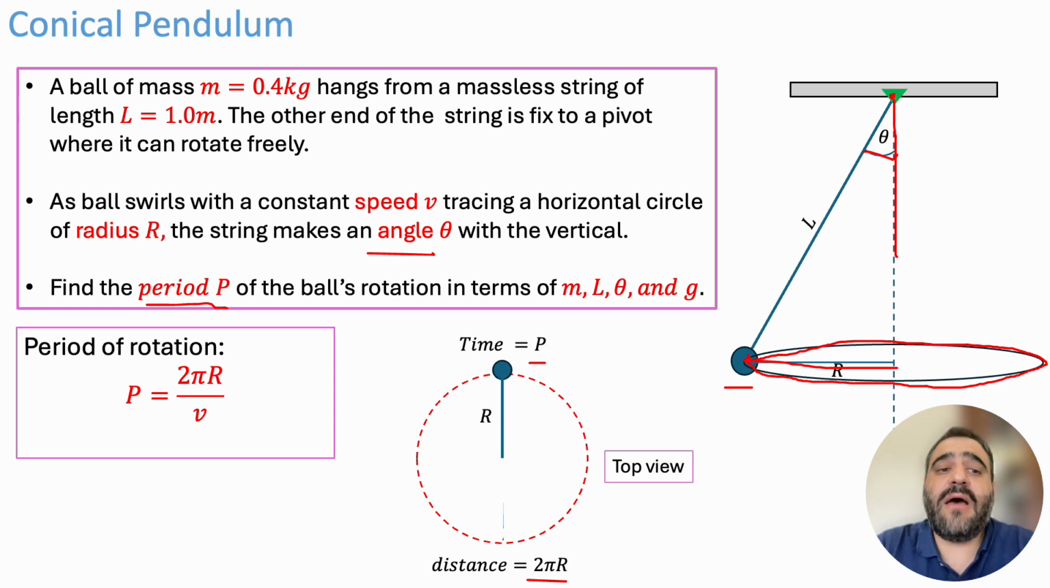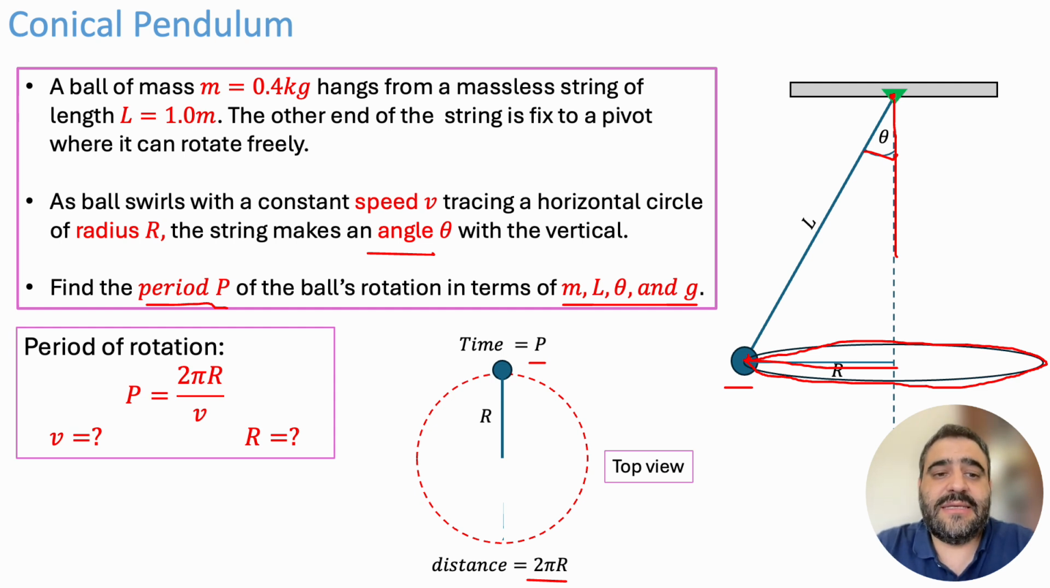But v and r are unknown to me. So for me to find the period, I need to find v and r, or I need to at least find a relation between v and r so they can cancel out, and I find the period in terms of the other parameters of the question.